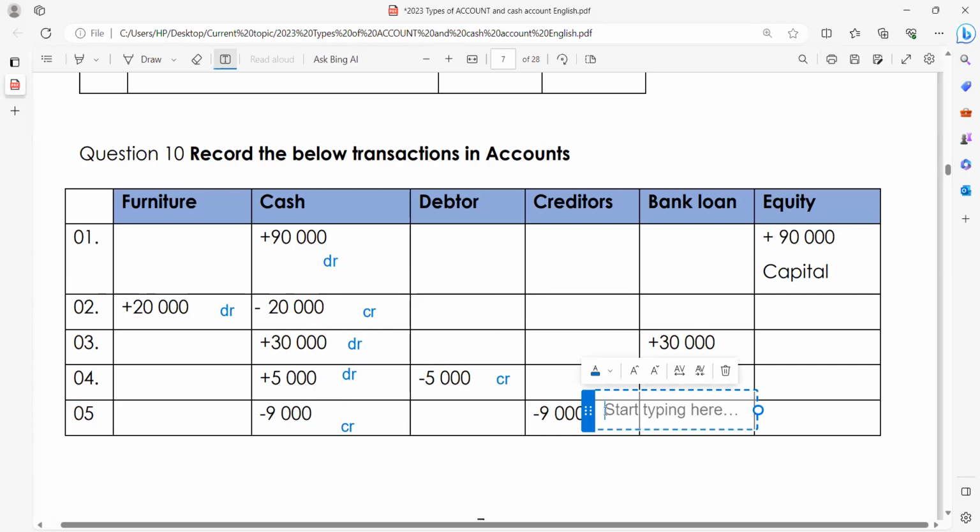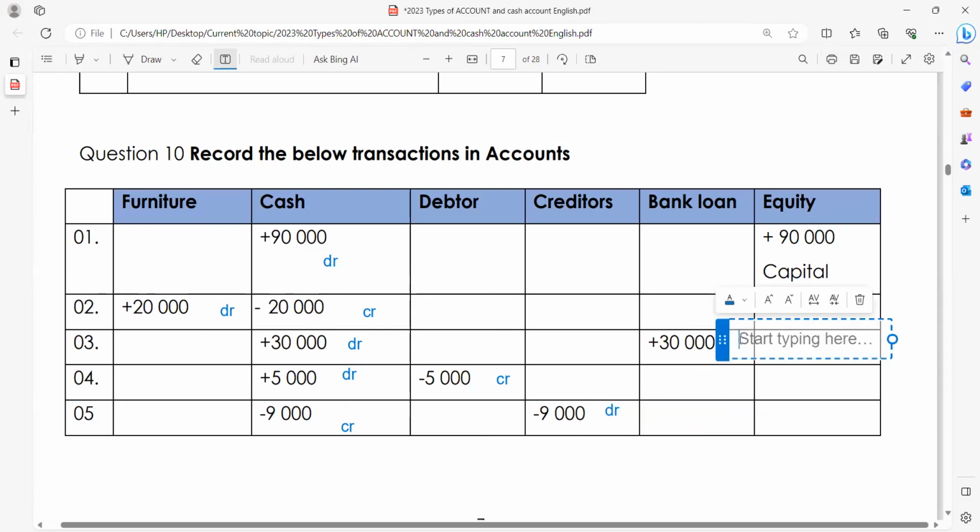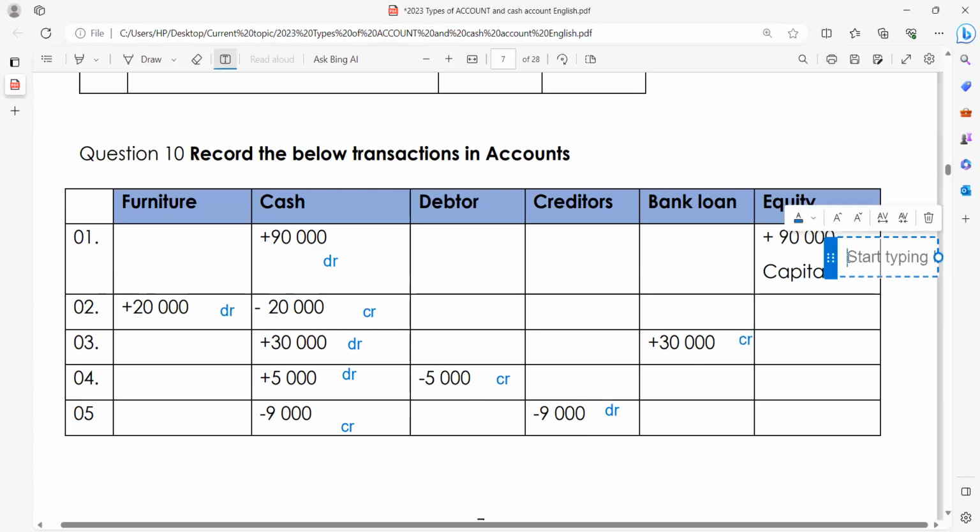Creditor decreases, it's a liability, so debit. Bank loan increases, liability credit. Capital equity increases credit. So we mark the debit and credit first. After that, we will record in the accounts. They ask us to prepare, record in the accounts, right?